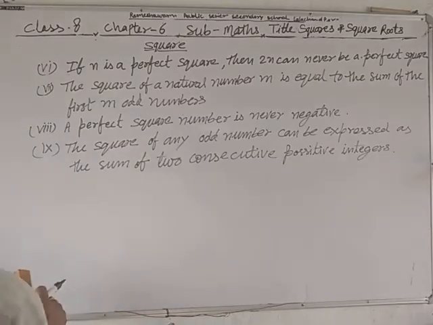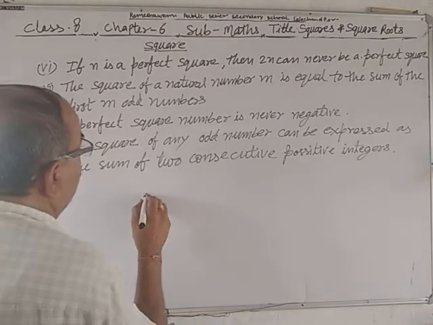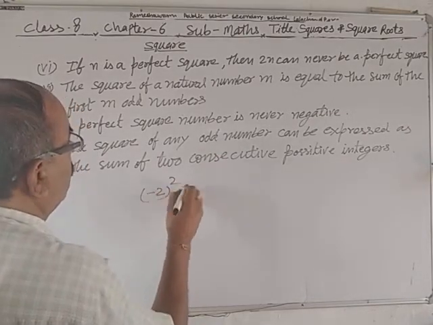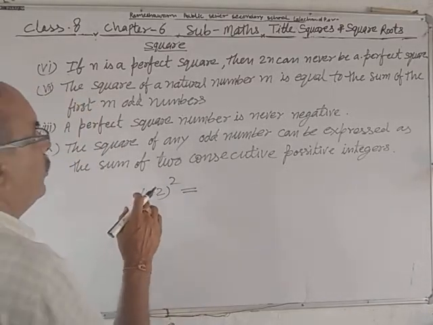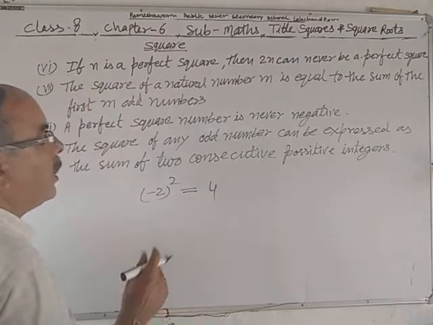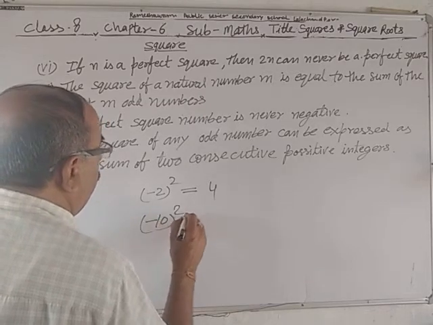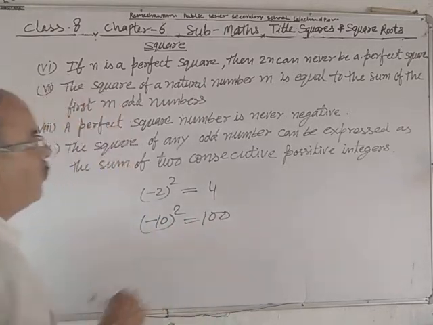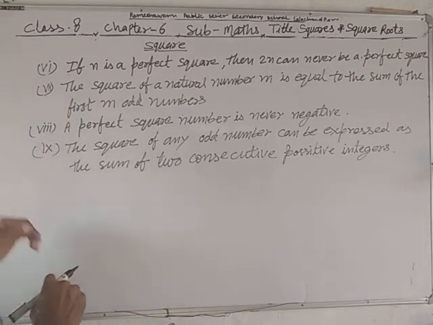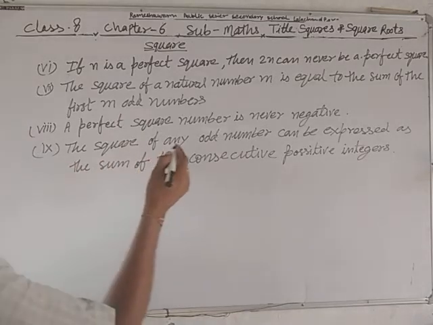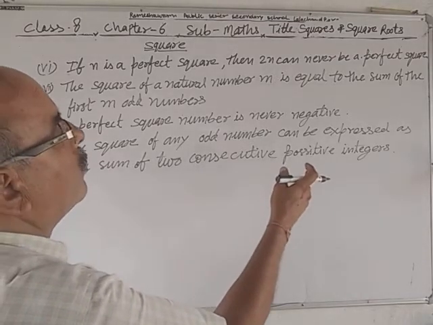Next, a perfect square number is never negative. If you want to find the square of -2, it is equal to 4, not negative. The square of 10 is equal to 100. Always positive. The perfect square is always positive. Ninth, the square of any odd number can be expressed as the sum of 2 consecutive positive integers.